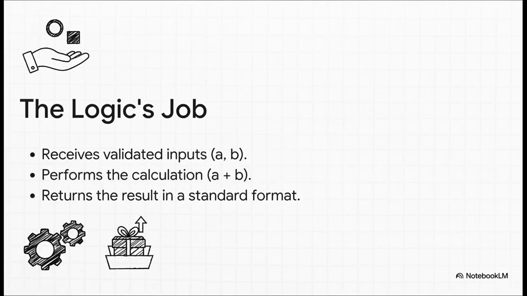So just to spell it out, this function has a simple 3-step job. Step 1, it gets the inputs, A and B. Step 2, it does the work. It adds A plus B. Step 3, it wraps up the answer neatly and hands it back in a format that the AI can understand. That's it. Input, process, output. Classic.